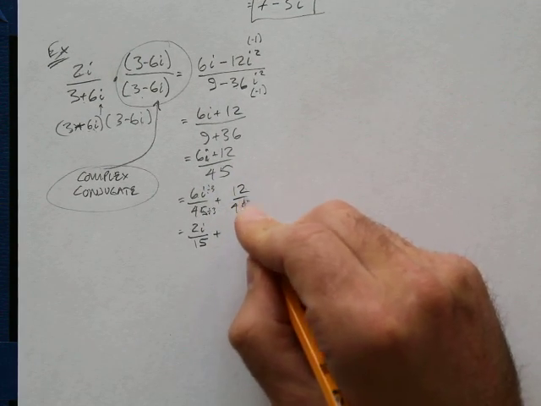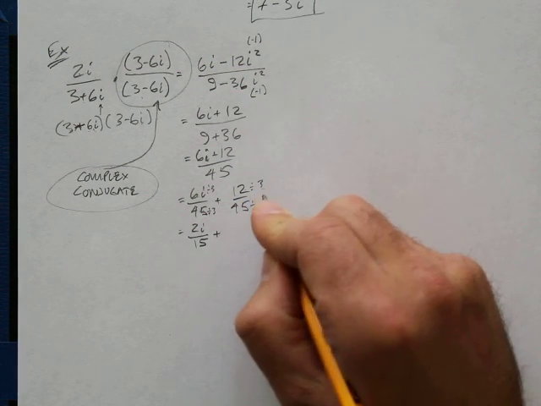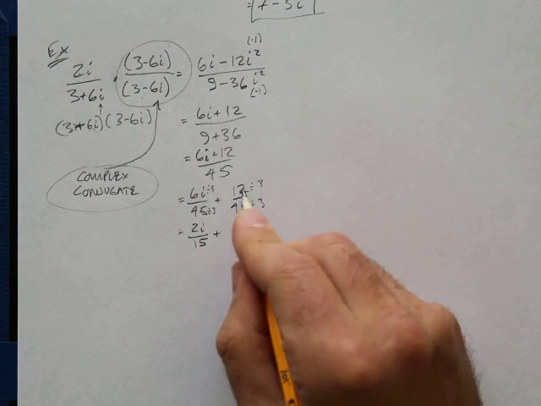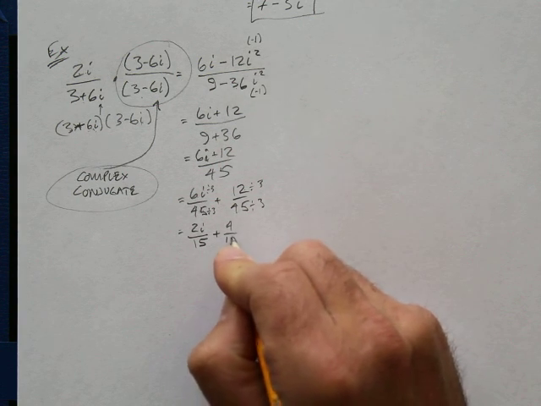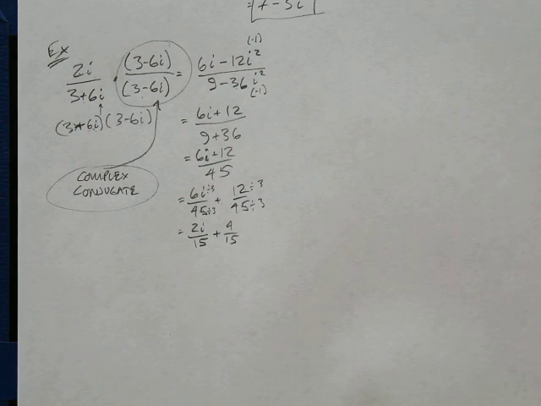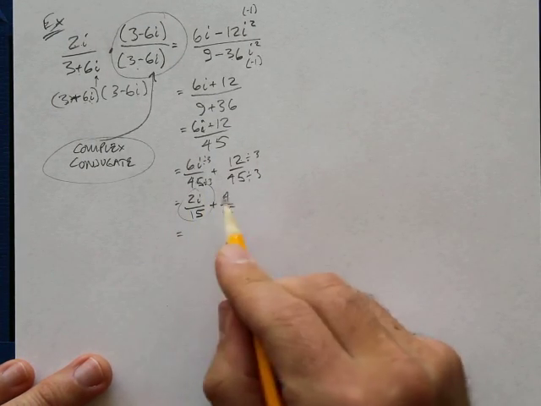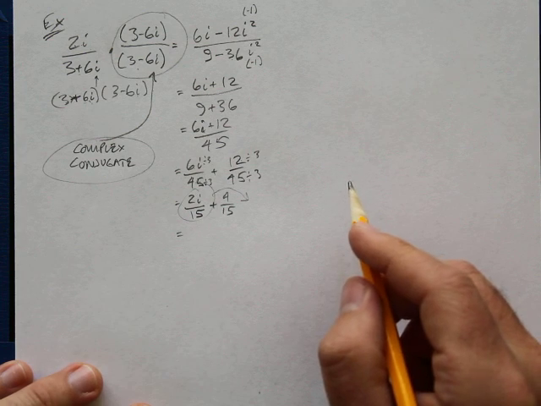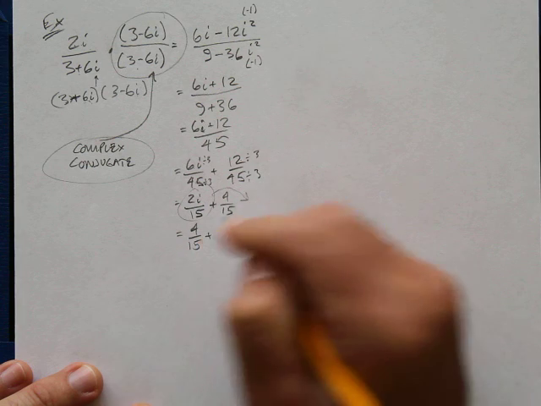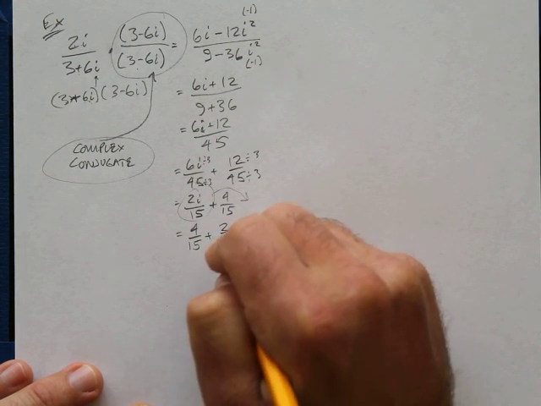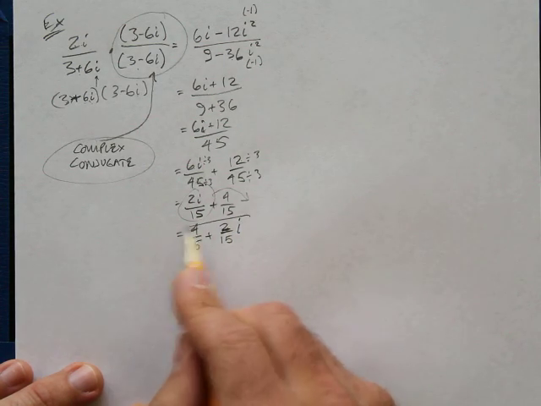Plus, I'm going to see what is a factor in both of these, and again, it's 3. Okay. So I get 12 divided by 3 is 4, 45 divided by 3 is 15. Okay. Now we're almost done. There's one last thing we need to do, and that is the term containing i needs to go on the right. So I've got 4/15 plus 2 over 15i. And that's how we write this.